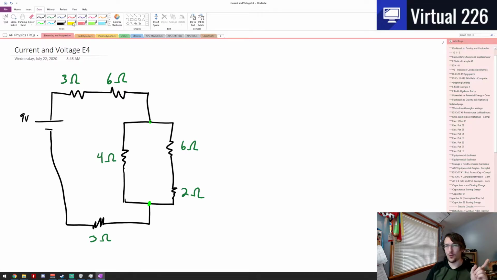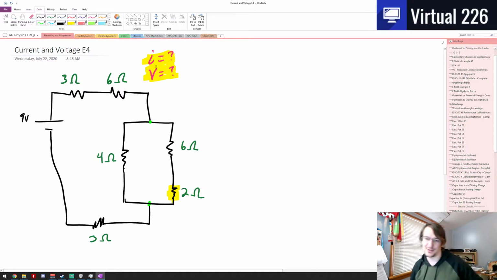Okay? Now, what we want to know in this problem is what is the current and the potential drop across the 2 ohm resistor. So once again, what is the current and what is the potential drop across just this 2 ohm resistor down here? That is what we're looking for. So how do we go about doing this? Okay, so this one's gonna be a little longer. Buckle up, it's gonna be a good time.